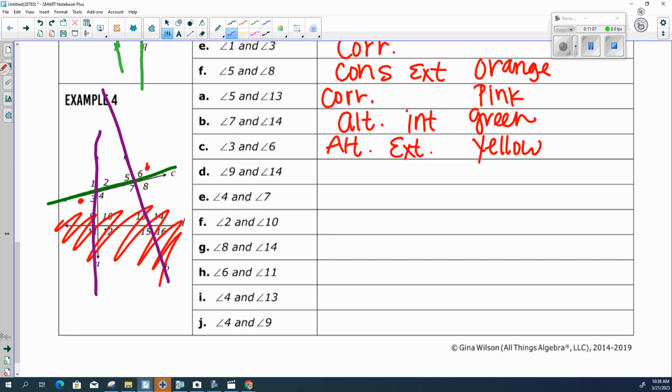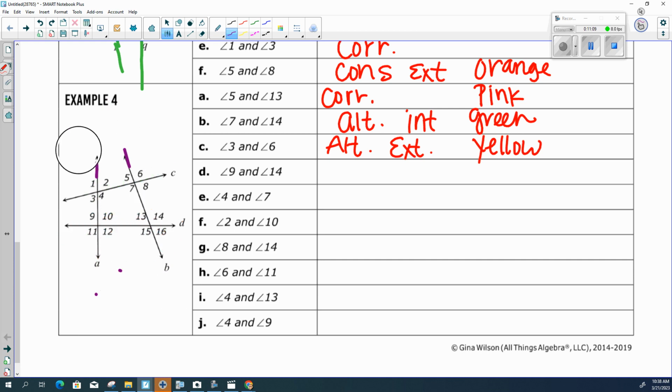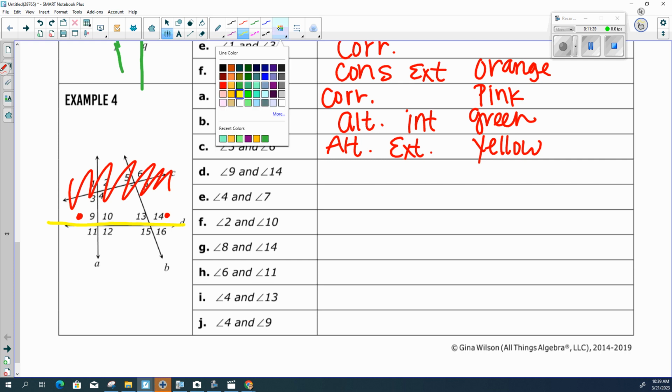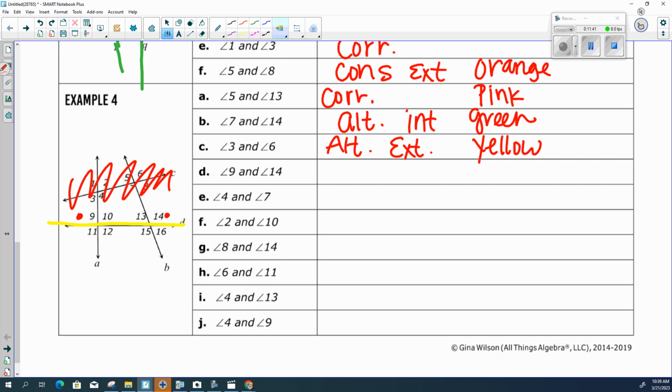So let me give you an example here of what that might look like. But again, it's just the front page of your worksheet. You don't have to do the back. It's not assigned, just the front, the coloring part. So let's say this is my worksheet, and it has 9 and 14. 9 is here, 14 is here. I am ignoring this. Where's your transversal? Are these on the same side of the transversal? Yes. Are they interior or exterior? They are exterior. So they are consecutive exterior, which tells me to color it in orange.